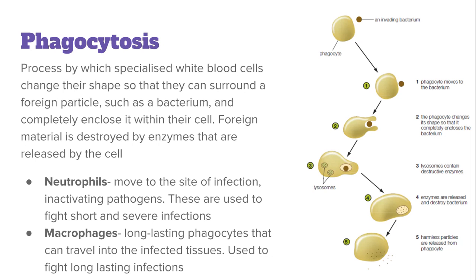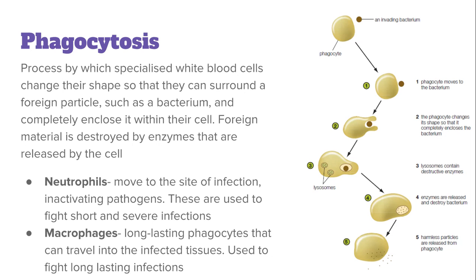We did mention previously the word phagocytes, and phagocytosis is the method by which these phagocytes work. The phagocytes are specialized blood cells that can change their shape, which allows them to surround a foreign particle, enclosing it within their cell. Once that does enclose the bacterium or foreign material, it is destroyed by enzymes inside the phagocyte. There are two types of phagocytes, or two types of white blood cells, which complete this job.